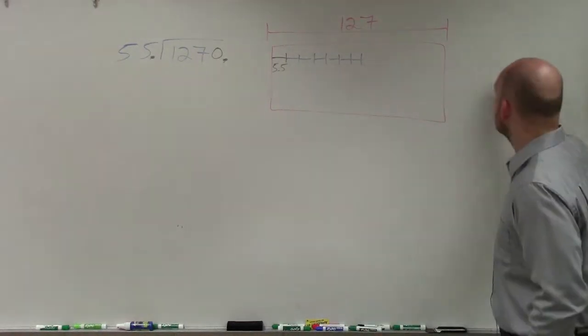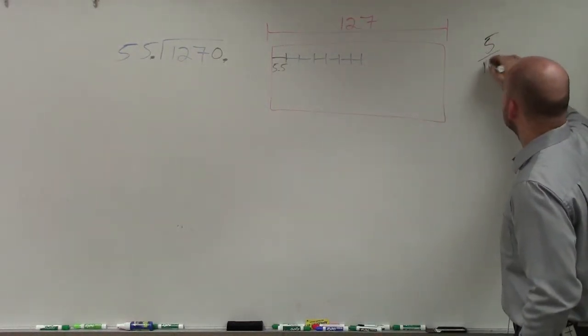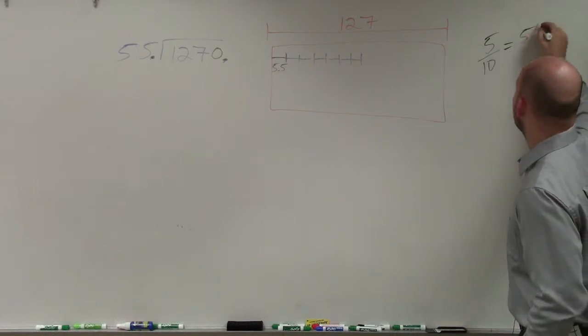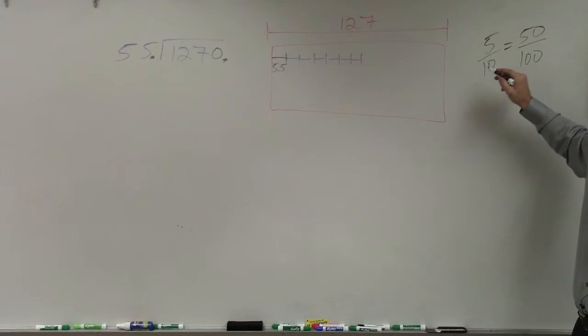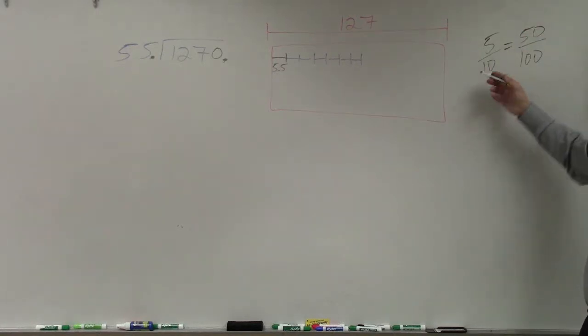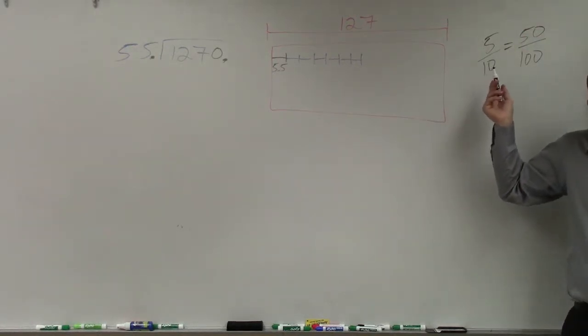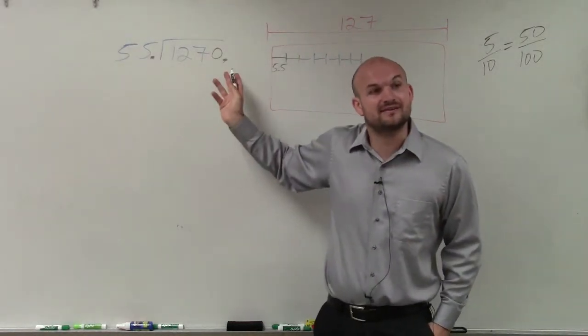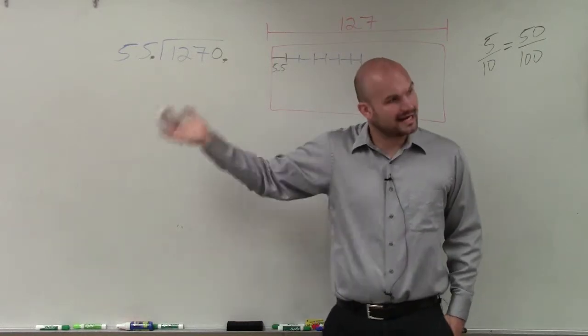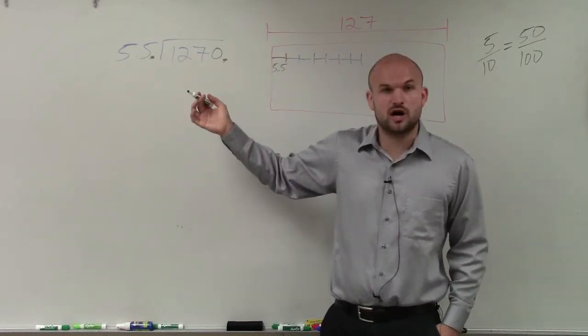The reason why this works is think about it this way. 5 over 10 is the same thing as 50 over 100. If I just move the decimal point over 1 unit, I'm not changing the fraction. These are both examples of 1/2, correct? Yes? OK. So as long as I move the decimal point for my divisor and my dividend, it's still going to work. And I can apply my long division algorithm from here.